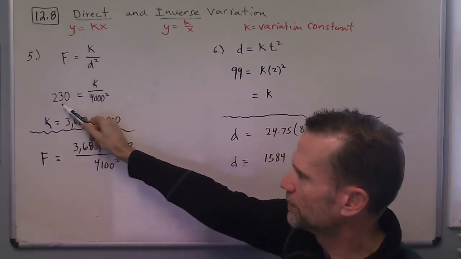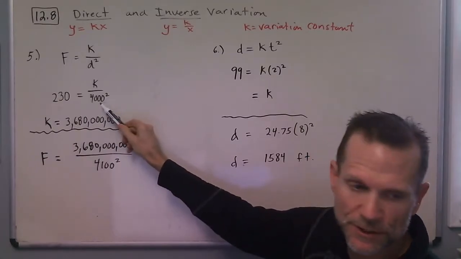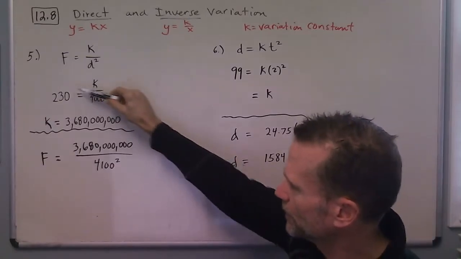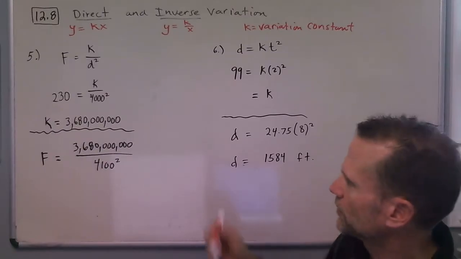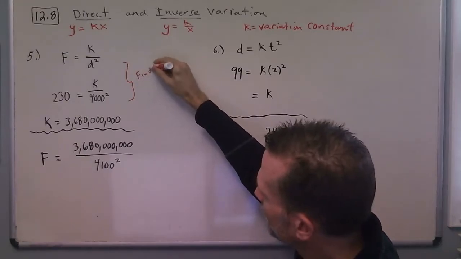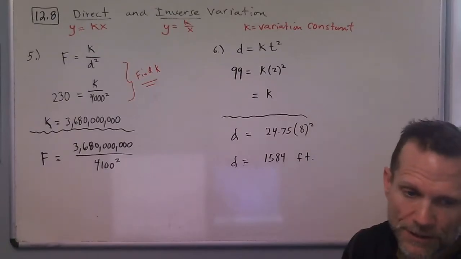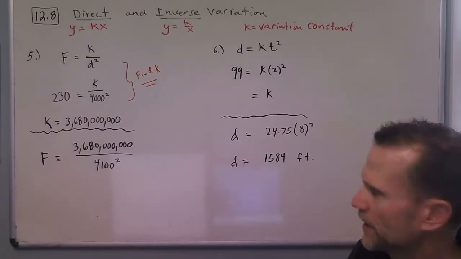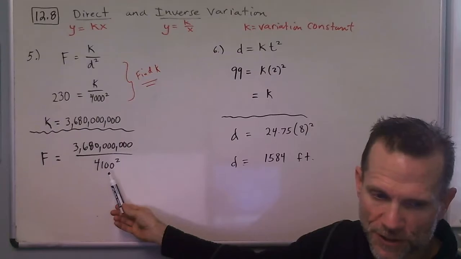We're going to put the weight of the astronaut in here of 230 pounds, and we're going to put the distance to the center of the Earth as 4,000. What we're going to do then here is we're going to cross multiply to find our K value. Okay. So again, find K, and then once we found K, we can answer the second part of the question that says, what's the astronaut's weight when they move 100 miles off the surface of the Earth?